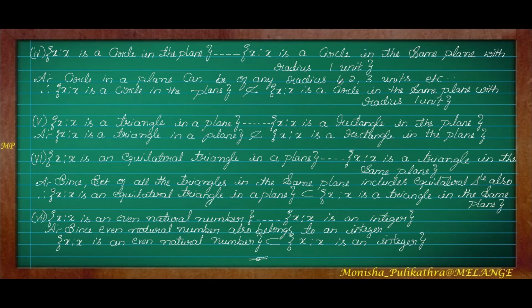It can be a bigger one than this. If it is a bigger one, it can't be a subset of a circle of radius 1 centimeter. Okay, in this case, we have to write it is not a subset. Next, moving on to the fifth question.